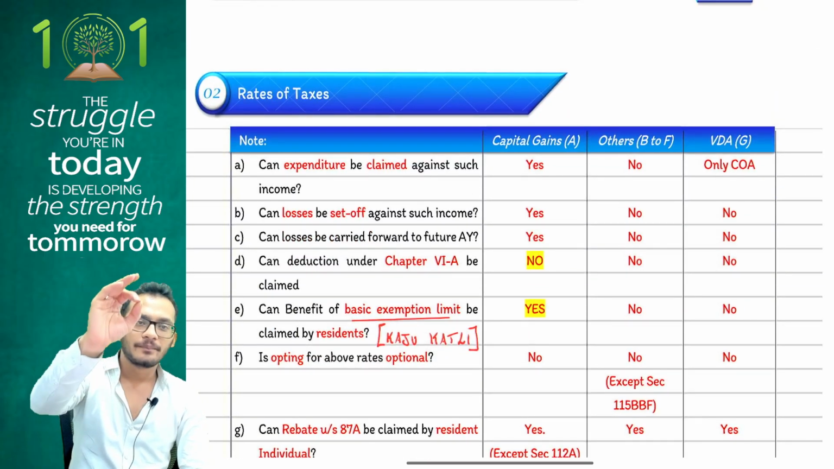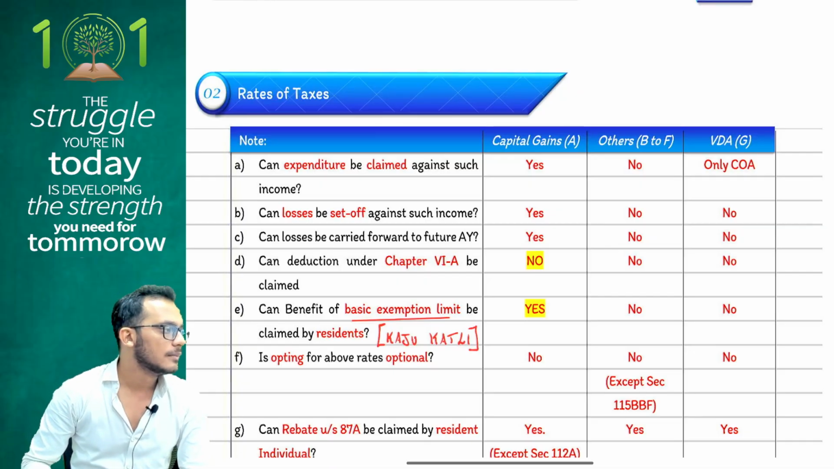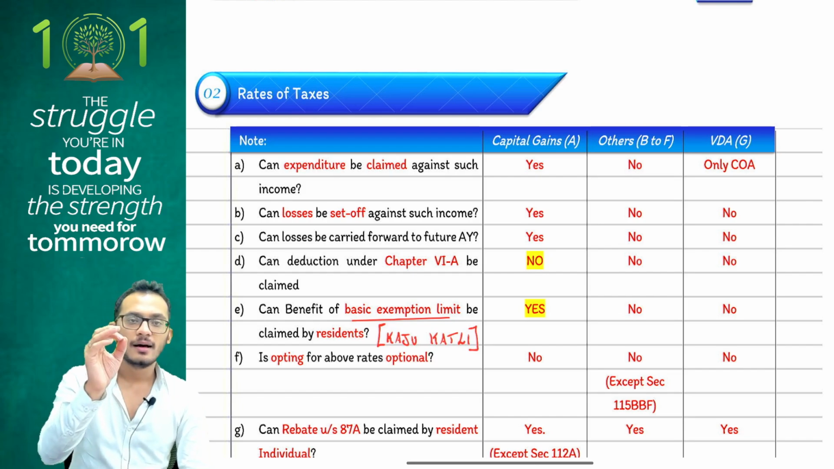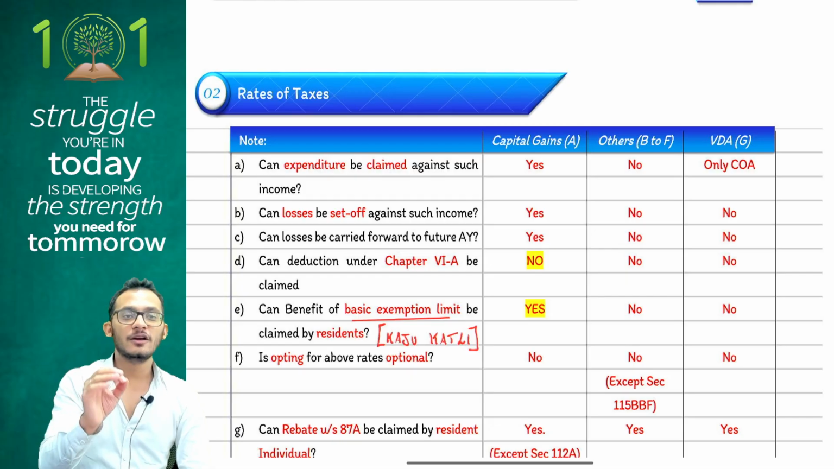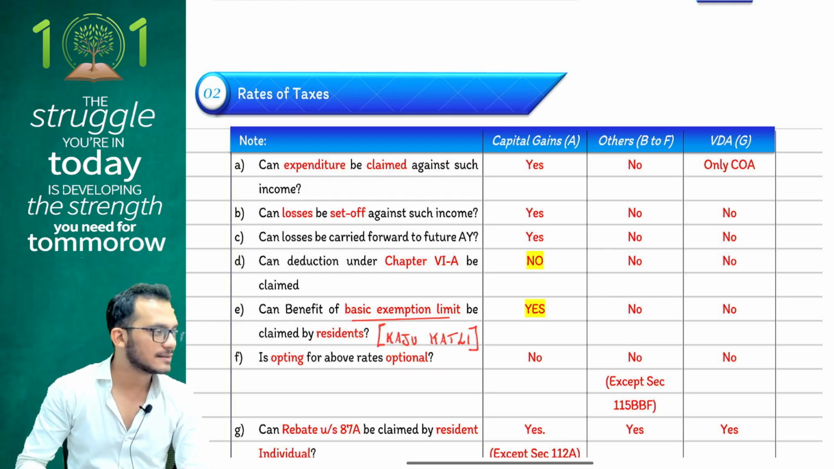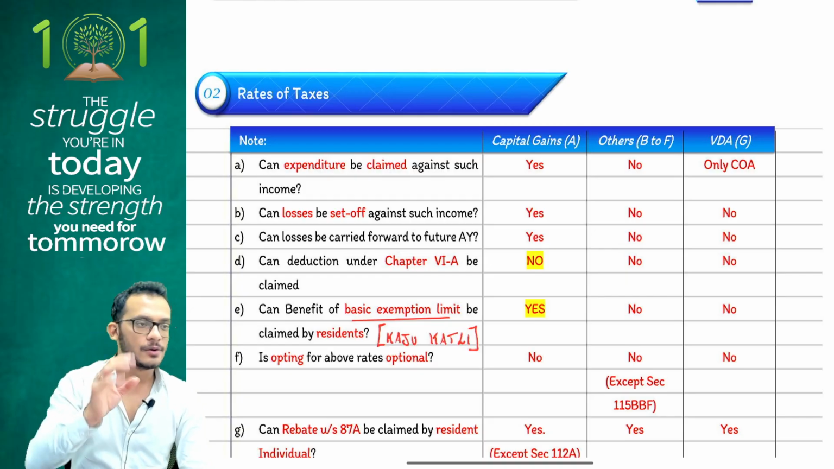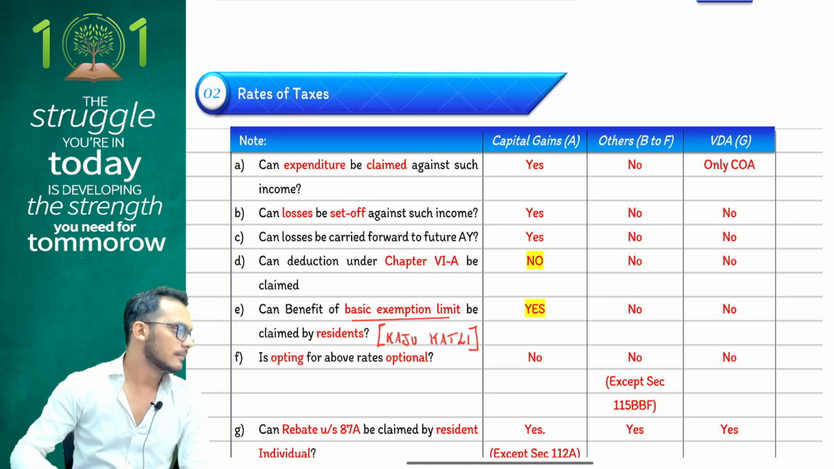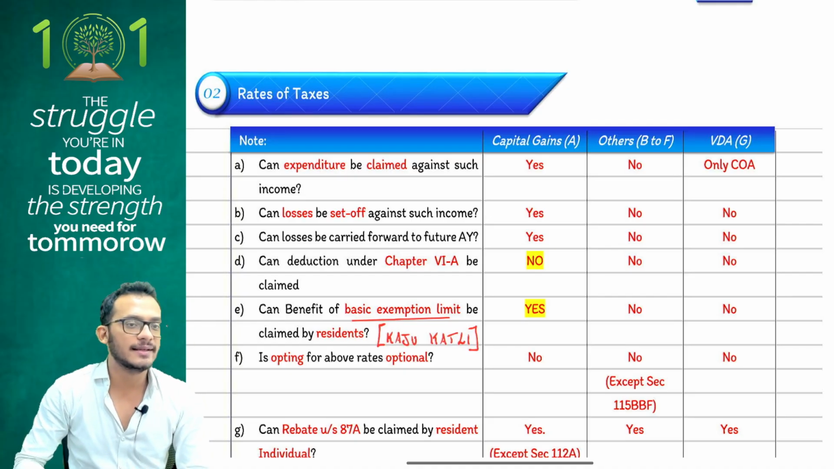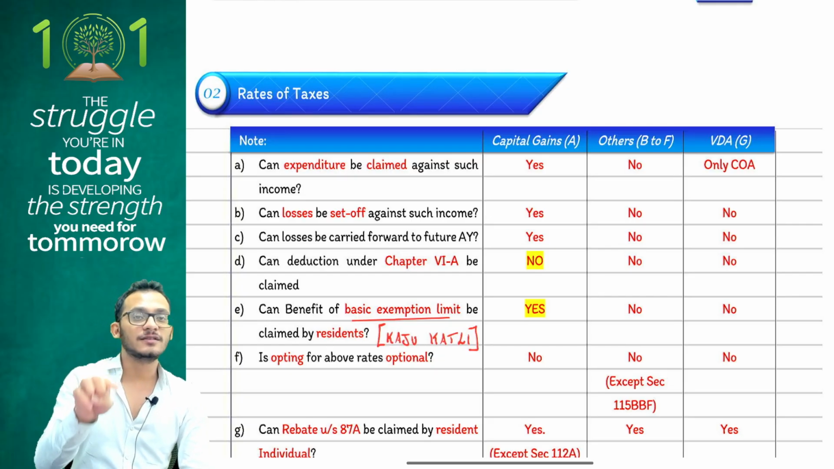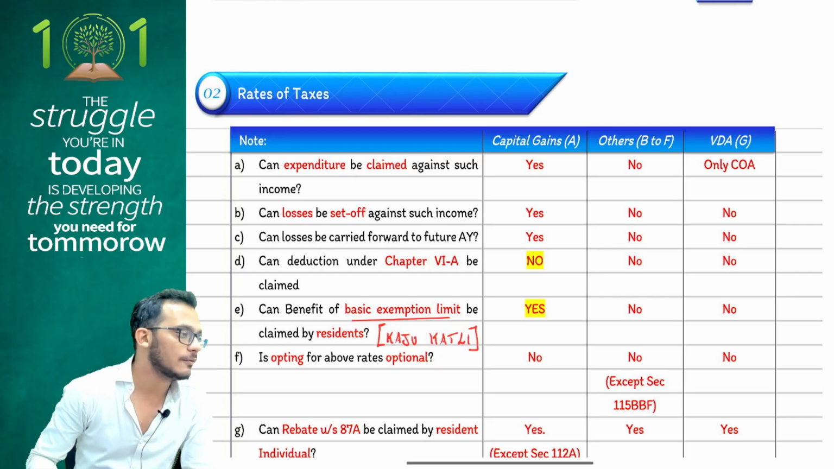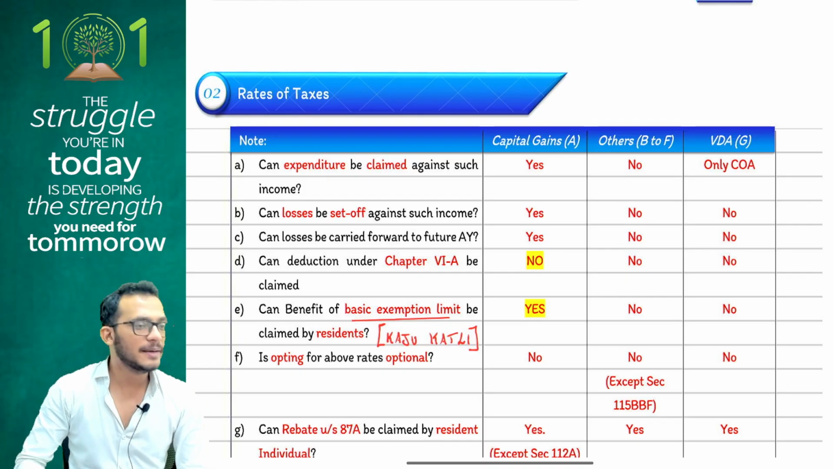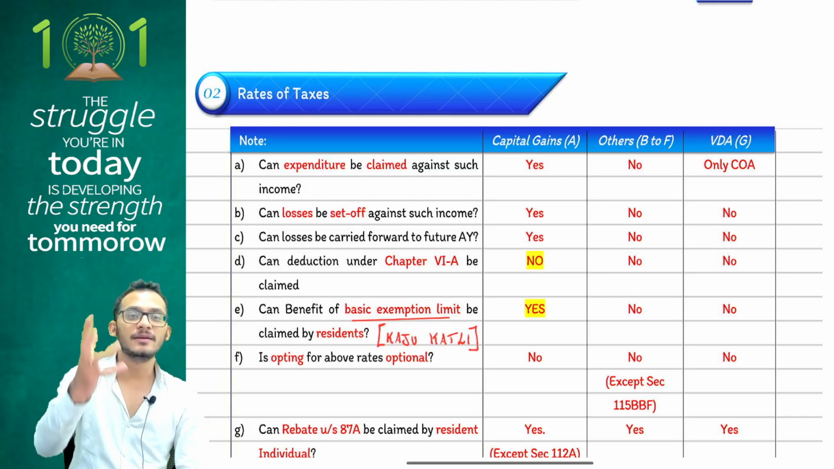Capital gains can claim expenses. VDA can claim cost of acquisition. Others cannot claim expenses, not allowed. Can I have losses from capital gains? Yes. Can I have losses from winnings? No. Can I have losses from VDA? No, losses from VDA will be ignored. Can I set off losses against capital gains? Yes. Can I set off losses against VDA? No. Can I set off losses against winnings? No, not allowed.